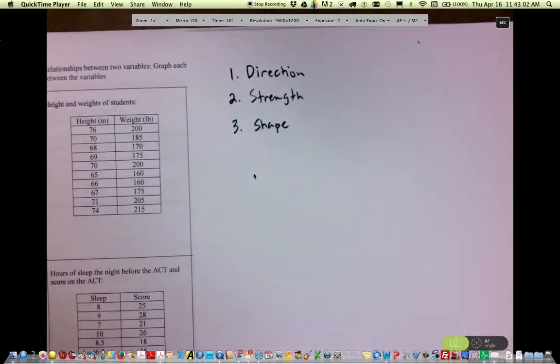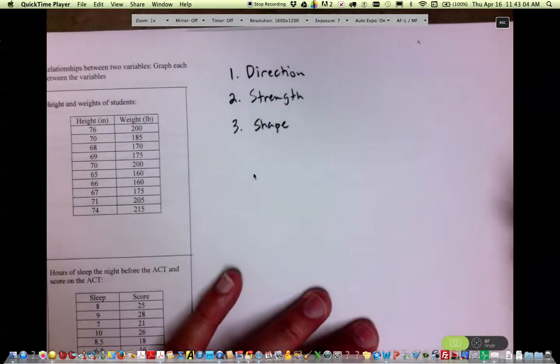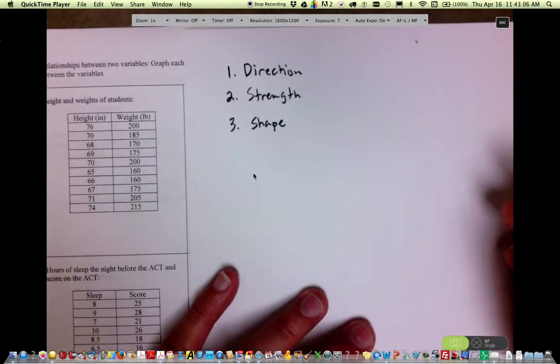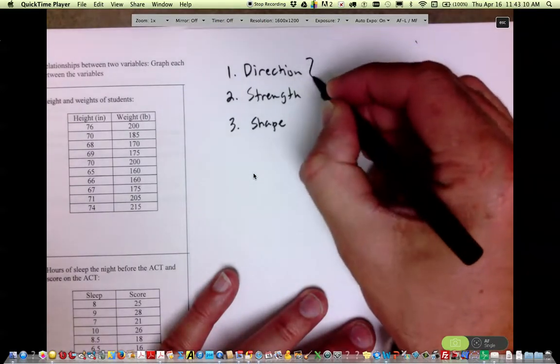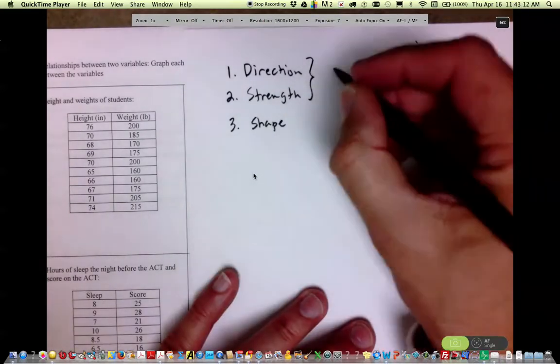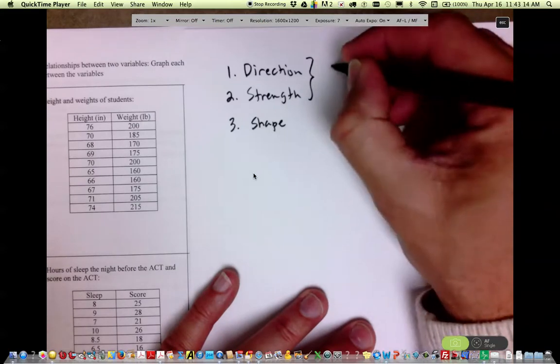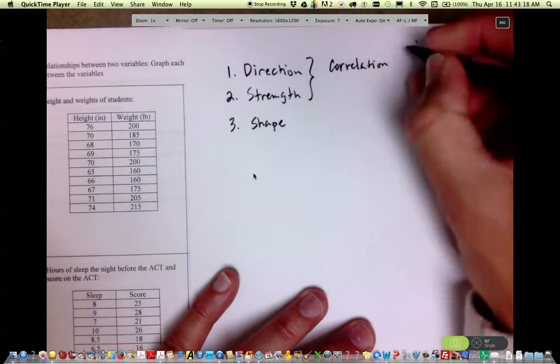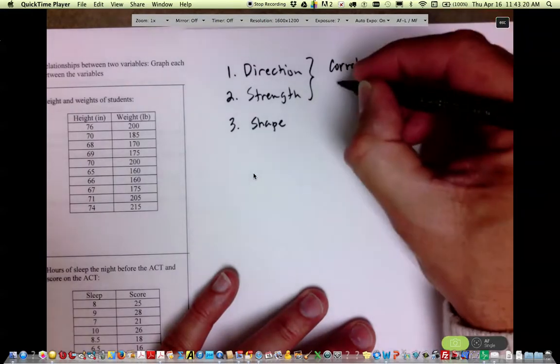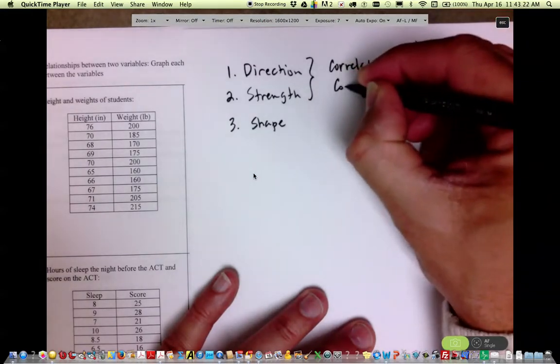Now, what I want to look at is how do we describe these mathematically? We're going to have a way to describe both the direction and the strength, and it is measured with something called the correlation. Actually, we're going to end up coming up with a number that's called the correlation coefficient.